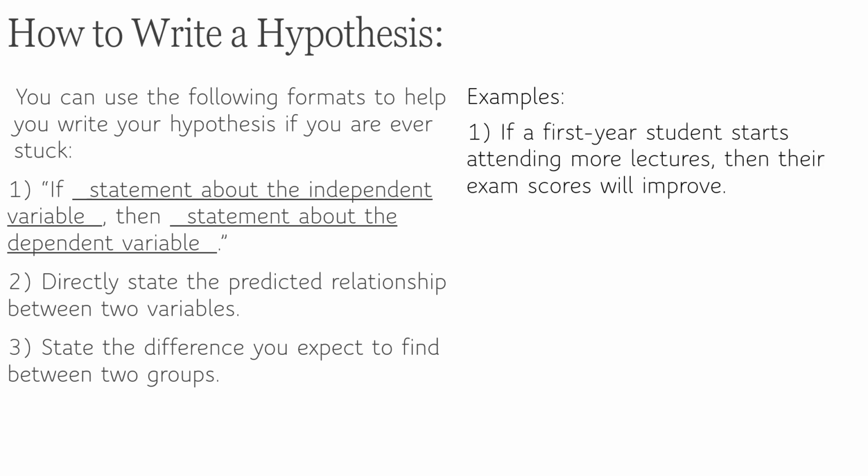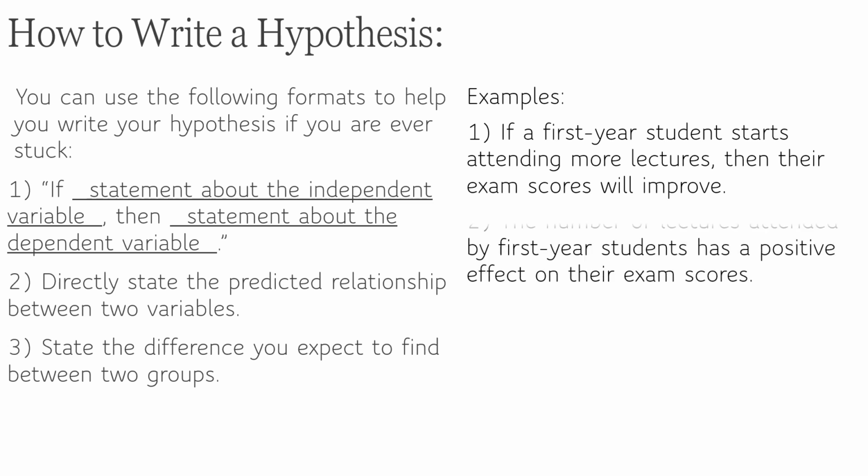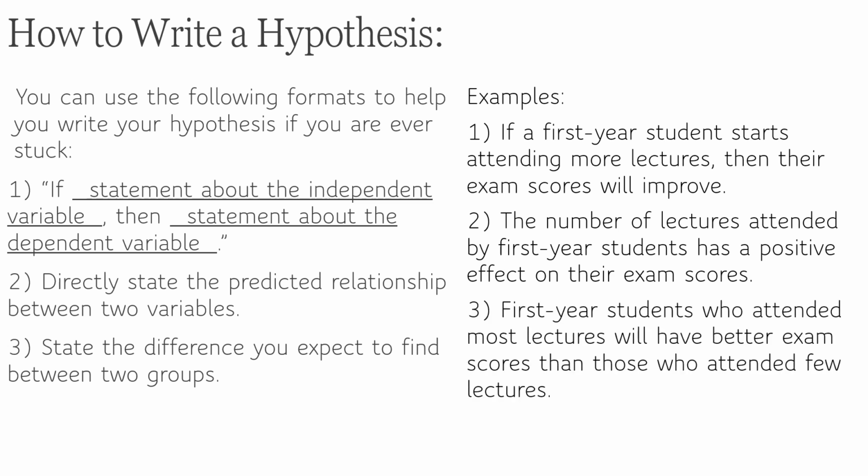The first one is the if-then statement. If a first-year student starts attending more lectures, then their exam scores will improve. Number two, the number of lectures attended by first-year students has a positive effect on their exam scores. So that's the predicted relationship. And number three, first-year students who attended most lectures will have better exam scores than those who attended fewer lectures. So that's comparing two groups.